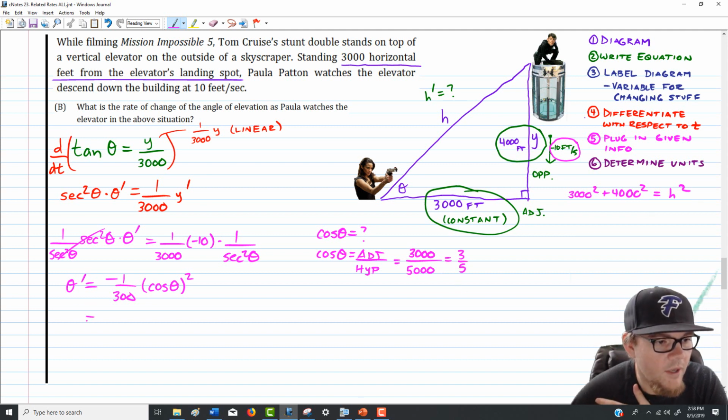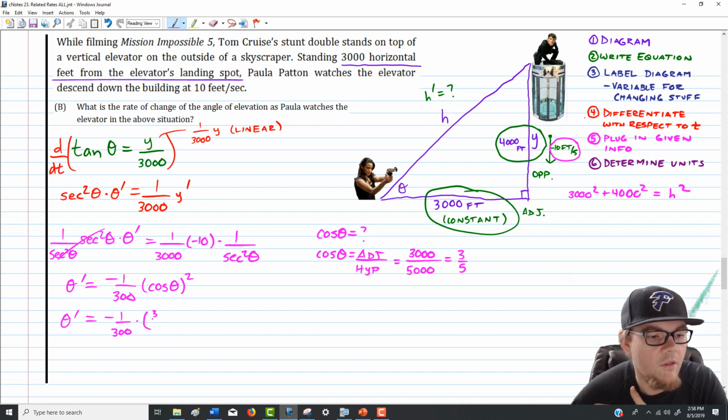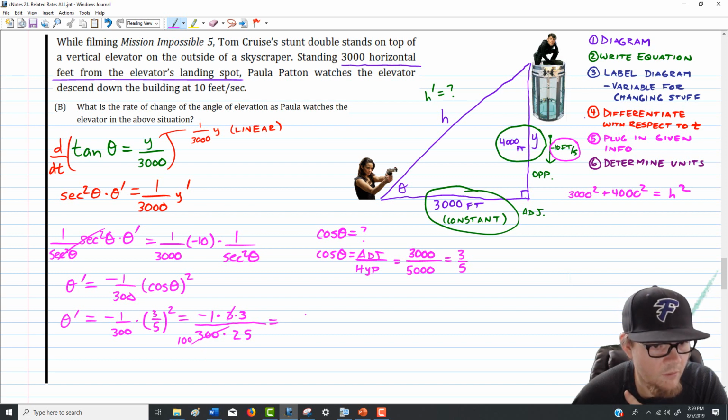So moving back into our expression, we'll have that d theta dt, or theta prime, is negative 1 over 300 times 3/5, the cosine value at this moment we were interested in, squared. Simplifying all these ingredients, we'll have negative 1 times 3, you'll see why I do this in just a second, over 300 times 25. Now one of those 3's can divide away and clean up with this 100. And as far as everything else, we're going to get that our value is negative 3 over 2500.